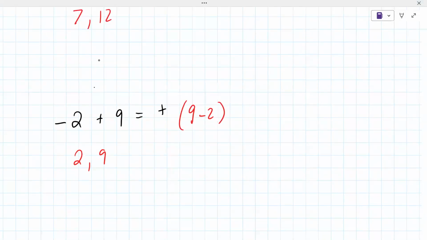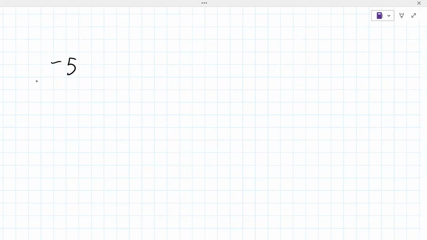What does this become? 7. Is it positive or negative? Positive. Yes. Very good. Okay, you ready to try a couple on your own? Yeah. All right. Negative 5 plus 4.